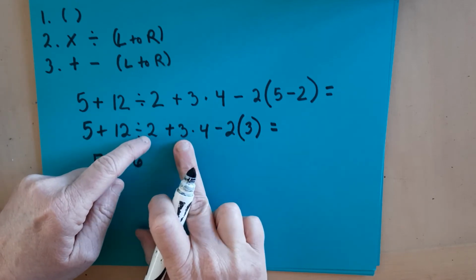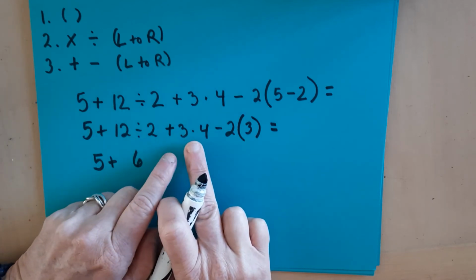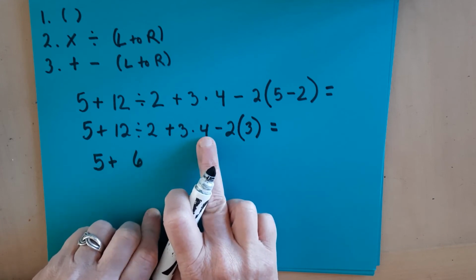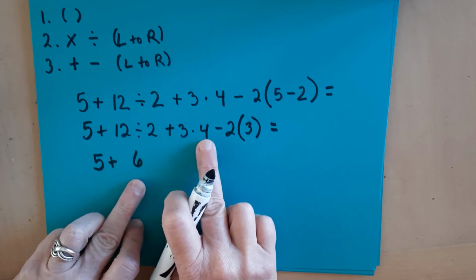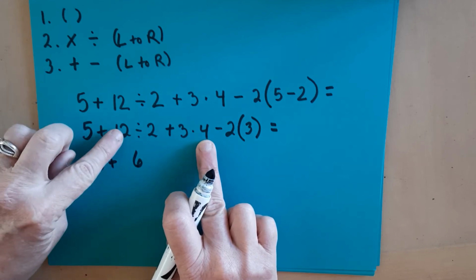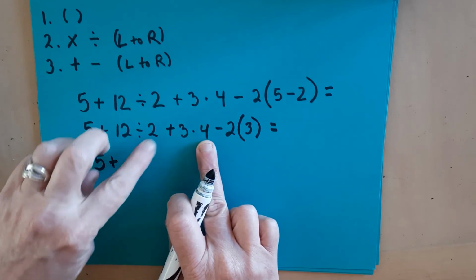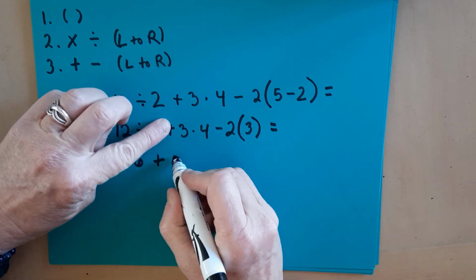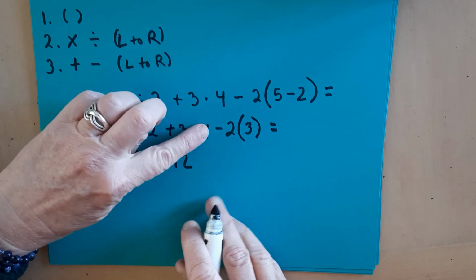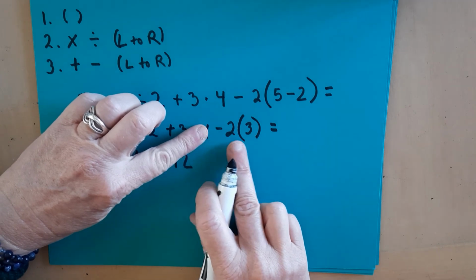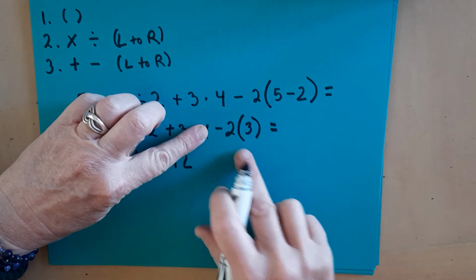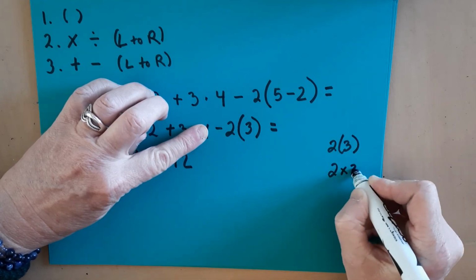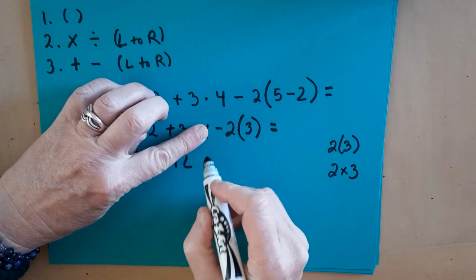I have a plus 3. We're going to skip the pluses for now, and we're going to move on to, here we go, a multiplication problem. 3 times 4. So that equals 12. So we have 5, and then we did the 12 divided by 2 became 6. Now we have plus 3 times 4, which is 12. Now we have minus 2 times 3. So here's another multiplication problem. 2 next to a parentheses like that means the same thing as 2 times 3. So that's a multiplication problem.